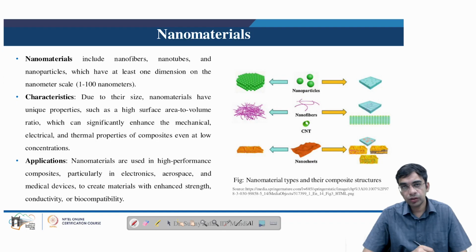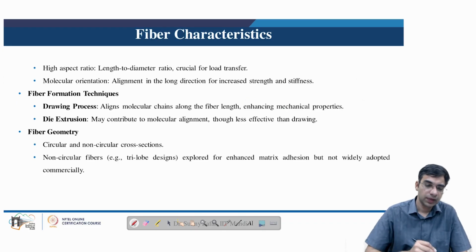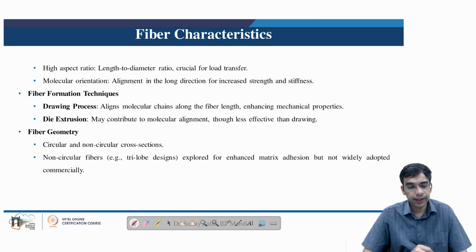Nanomaterials are used in composites to develop high performance composites for electronic, aerospace, and medical devices, and to create materials with enhanced strength, conductivity, and biocompatibility. They also have a high fiber aspect ratio, where length to diameter ratio is critical for load transfer. Their molecular orientation can also be aligned along a specific direction for increased strength and stiffness.